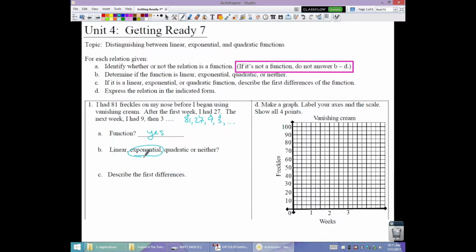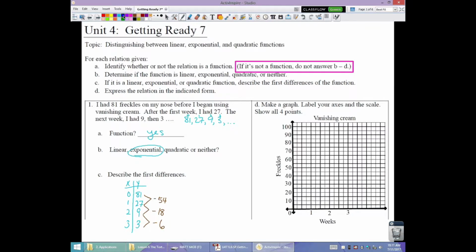Okay. Now, the first differences. In order to do those, we should really look at this in the form of a table. So 81, 27, 9, and 3. Our first differences here, 81 down to 27 goes down 54. 27 down to 9 goes down 18. And 9 down to 3 goes down 6.